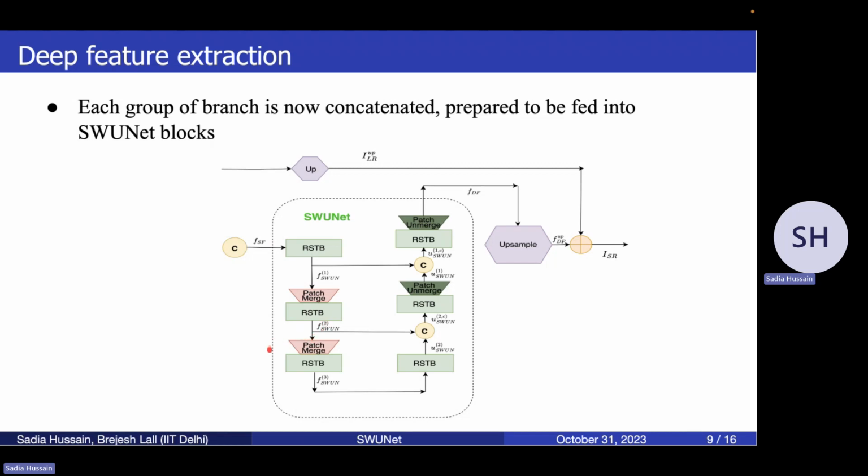After this, we use the third UNet block in the contracting path. As happens in UNet, in the expansive path, we use the same RSTB blocks, but we unmerge these patches, which leads to a decrease in the number of feature maps at the end. And at the end of the SWONET, we have FDF, which is the deep feature map from the SWONET block.